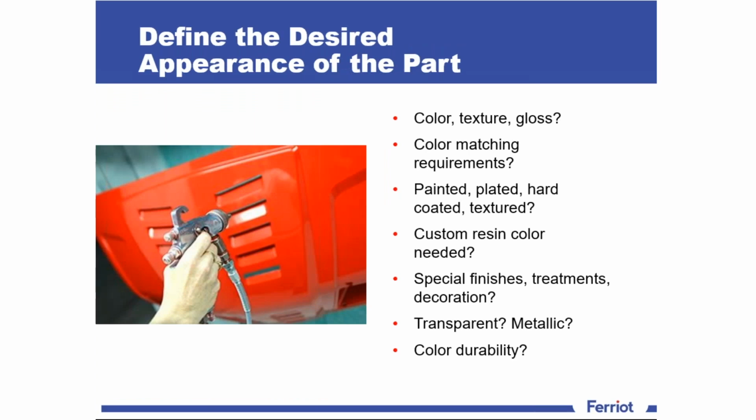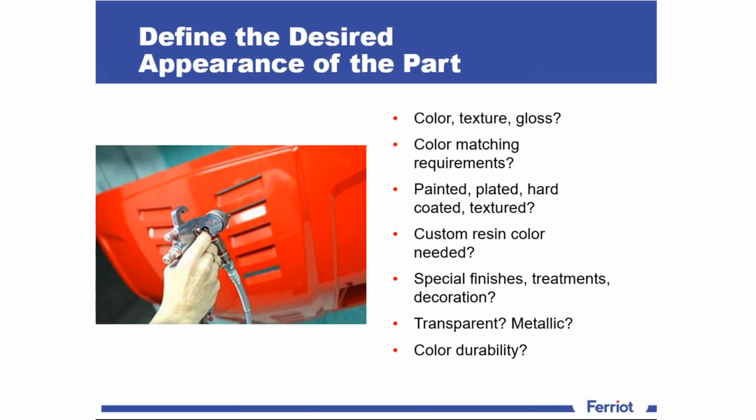Your part's desired appearance plays a major role in both part design and resin selection. Identify the required color, texture, and gloss level. Standard surface finishes range from high gloss to heavy matte. Is it necessary to match the appearance of a component made of another material? Will the part be painted, plated, hard-coated, textured, or something else? Do you need a custom resin color to comply with corporate or industrial standards? Keep in mind that custom resin colors will cost more than standard colors, particularly in smaller quantities.